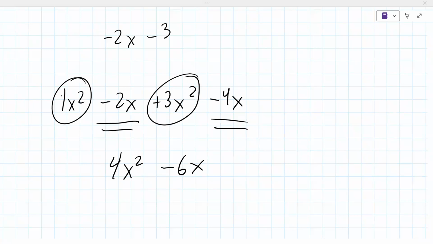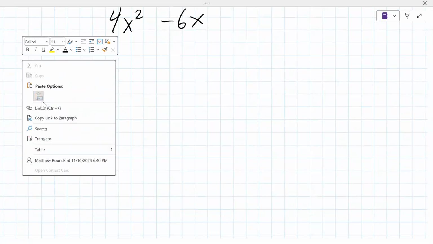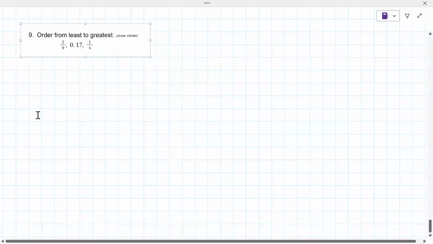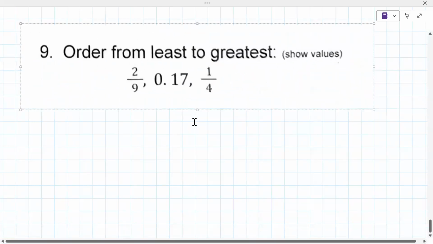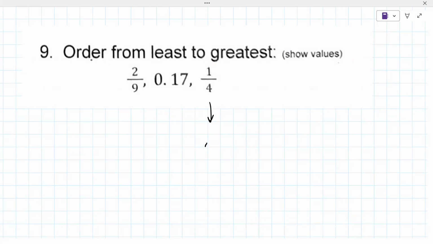Let's talk about how to do number 9. Order from least to greatest. You can change them to fractions or decimals. The best thing to do is change them all into fractions or all into decimals. I like decimals because this one's 0.25. And then this one, you have to divide 2 by 9. You only have to go out far enough to match it up to the ones that are there.